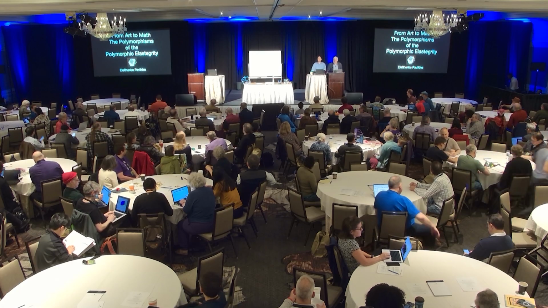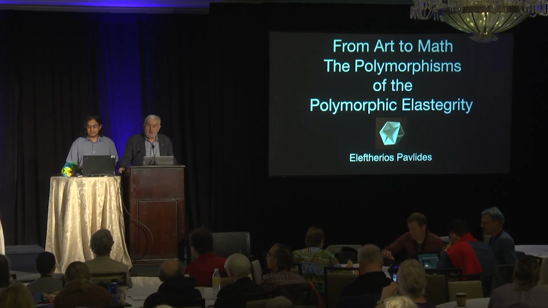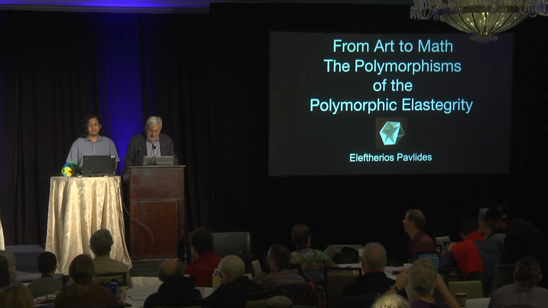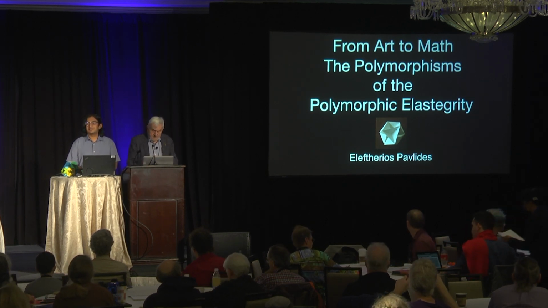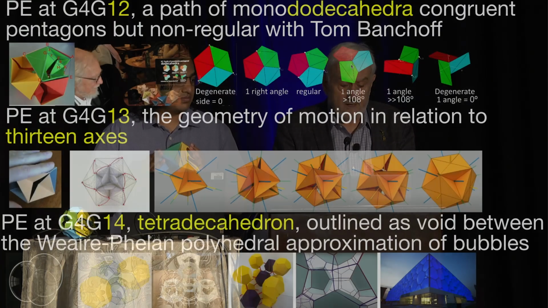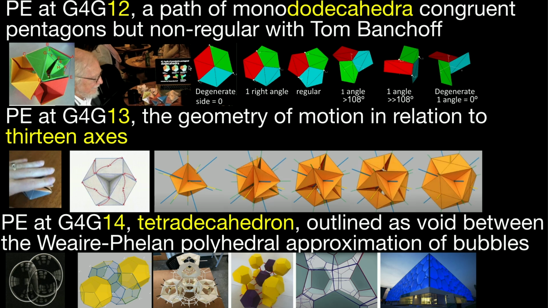So the polymorphic elastegrity will be an example of how you get from art to math. This is a structure that has 8 asymmetrical tetrahedra suspended on 12 elastic hinges. I've presented this before at Gathering for Gardner 12. There's a path of monododecahedra that Professor Bansov, who collaborated, defines as polyhedra, dodecahedra that have congruent but not necessarily regular faces.